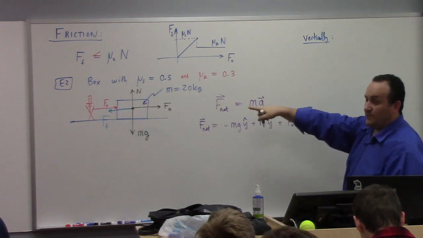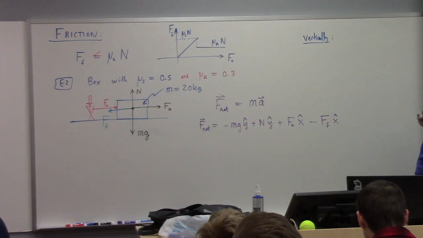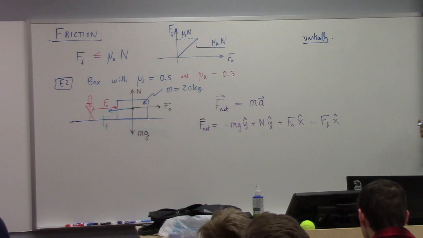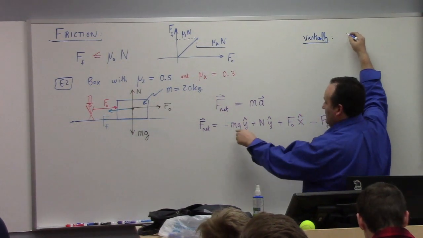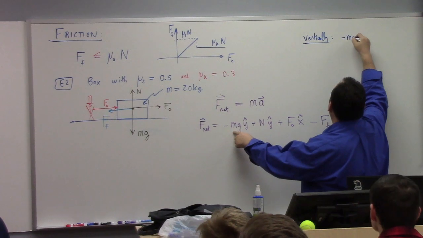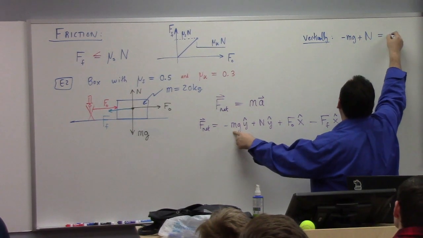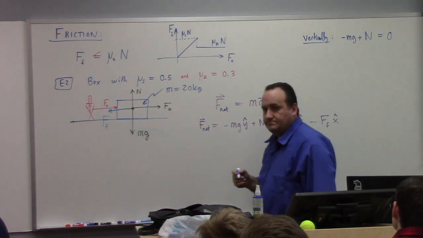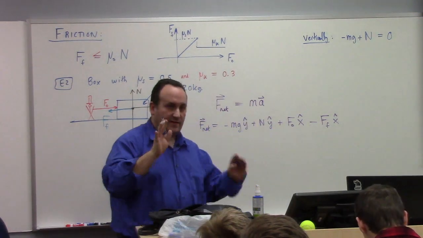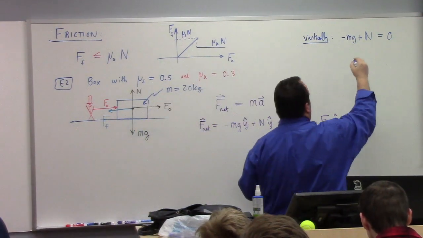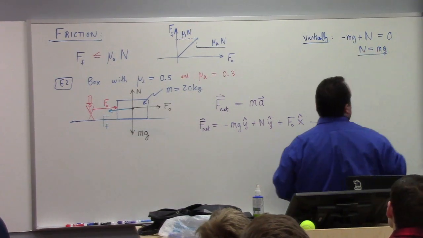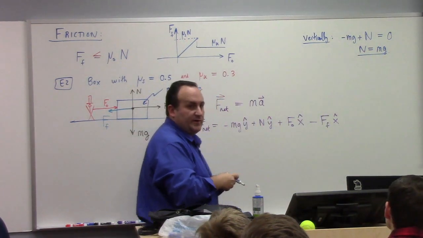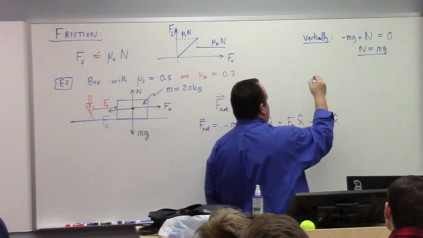By the way, before it starts moving, what's the acceleration? It's 0, right? It's in equilibrium before it starts moving. So at that stage, we just have 0. We have minus mg plus N equals 0. So in this special case, the normal force is equal to mg. That ain't bad, right? Now, what about horizontally?